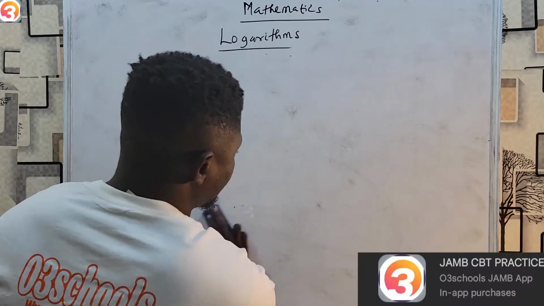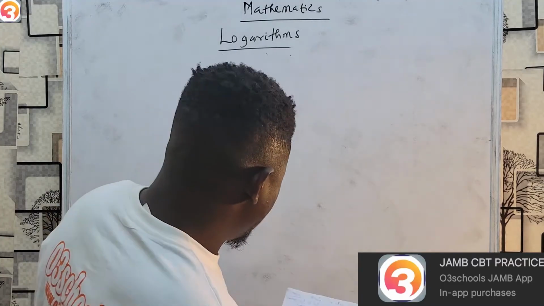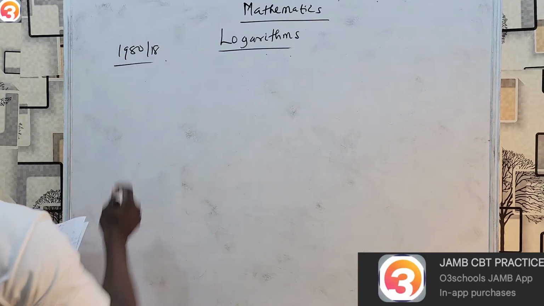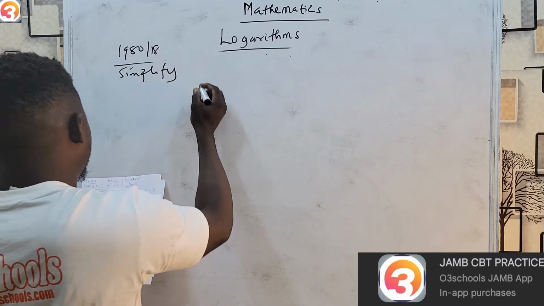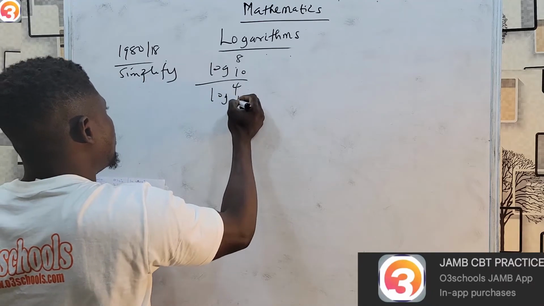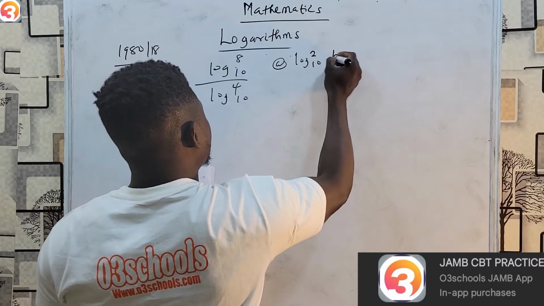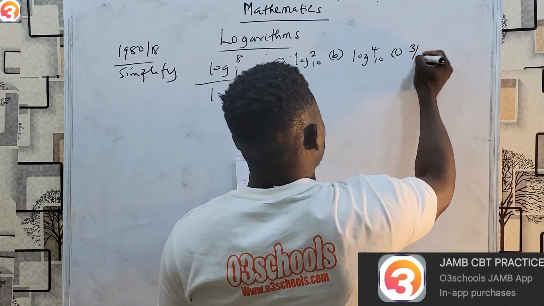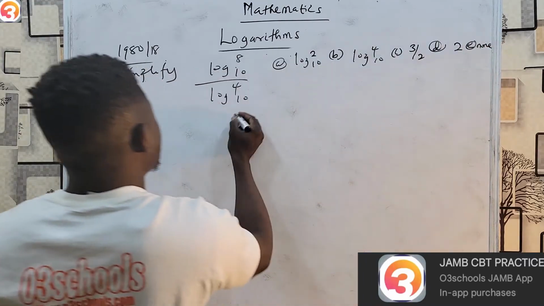All right, let's go to another question. Another question here is 1980 number 18. So they say simplify log 8 base 10 over log 4 base 10. So they said A answer is log 2 base 10, B log 4 base 10, C 3 over 2, D 2, E none. So let's solve.